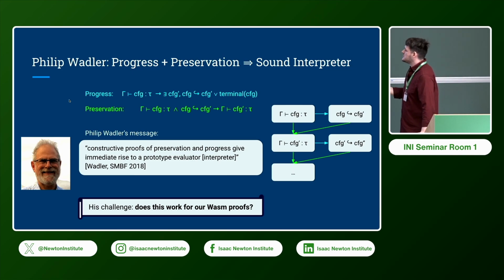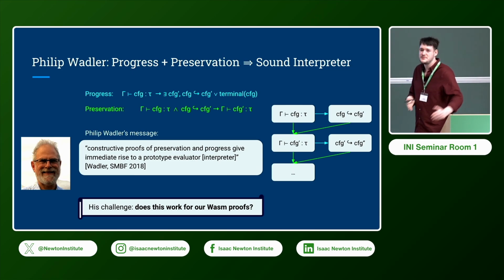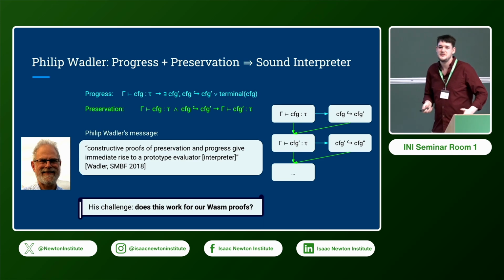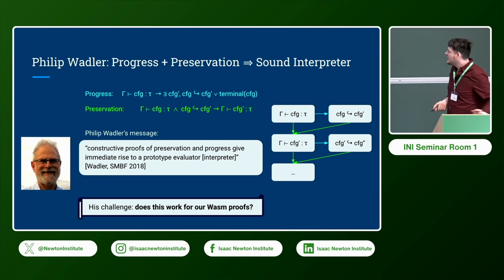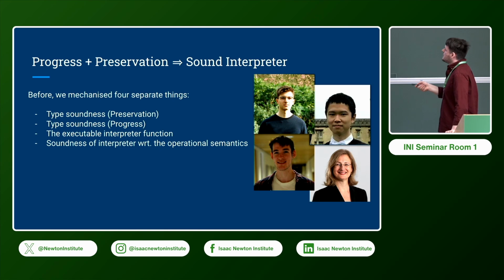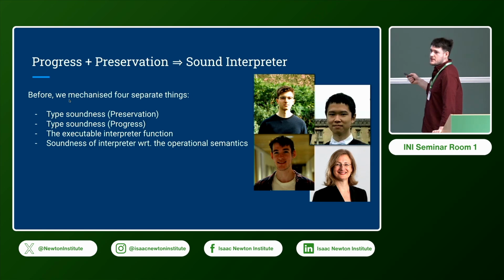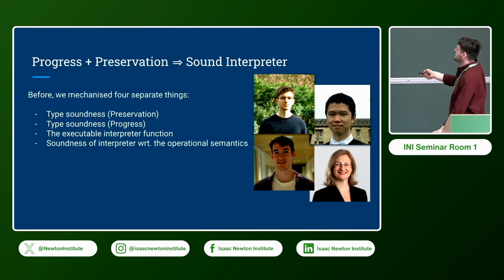And his challenge to us was, well, can you do this for your WebAssembly proofs? Because if you can, you don't need a separate verified interpreter anymore, which is quite nice. We could eliminate half the work. And so our initial results, well, this was a team of the 4 of us. Again, we're mostly in the room. Is Stefan in the room? Stefan's not in the room, but Rao's in the room, I'm in the room, Philip is in the room.